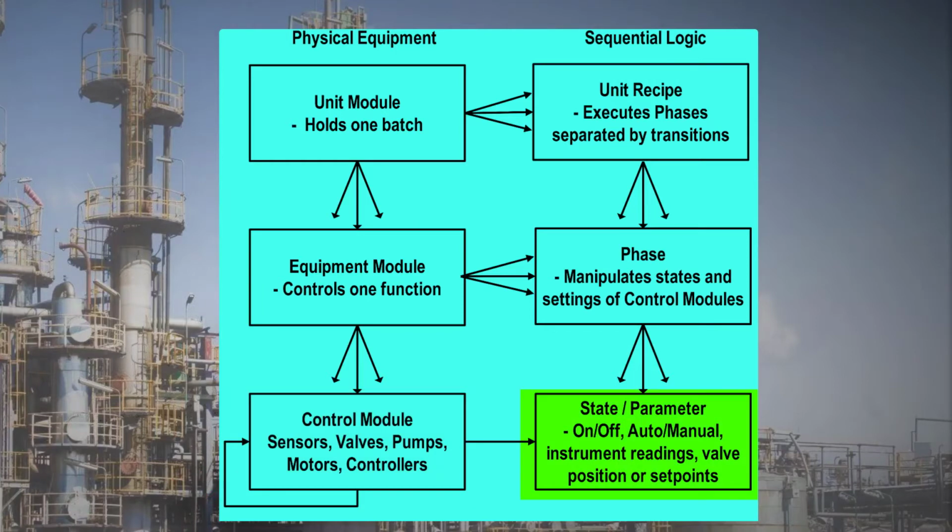So a control module can be made up of other control modules. Control modules don't execute sequences. They have a changeable state or parameter, like on-off, open-closed, a measured temperature or pressure value, a set point, or a controller output.